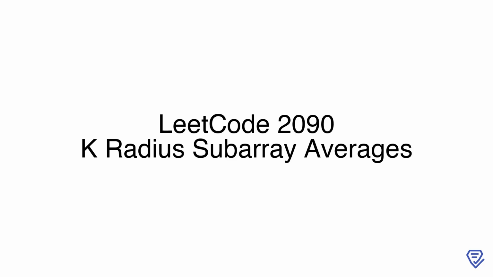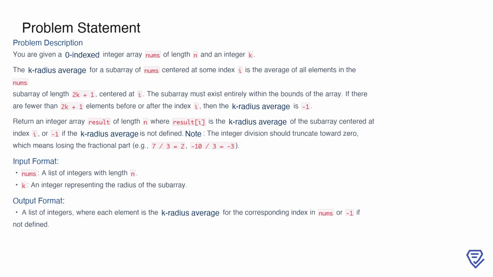Let's get started. In this problem, we are working with an integer array nums and a parameter k, which represents the radius of a subarray. The goal is to calculate what's called the K-radius average for each index in the array nums. Now, the K-radius average at an index I is the average of all elements in a subarray of length 2k plus 1, centered at index I. However, there's an important condition: this subarray must fit entirely within the bounds of the array.